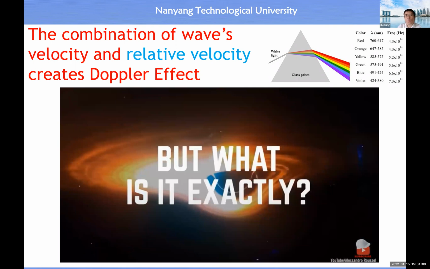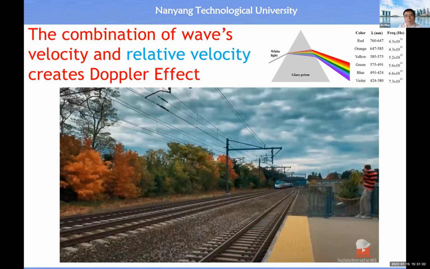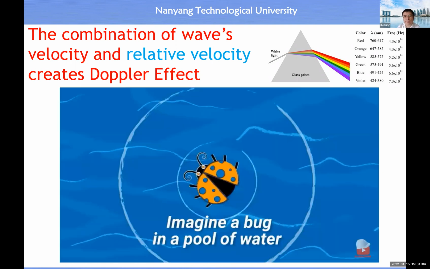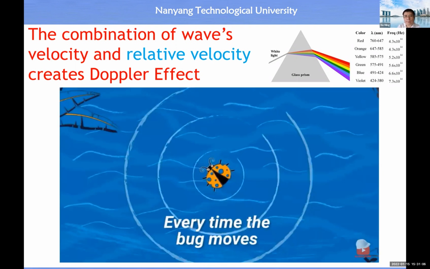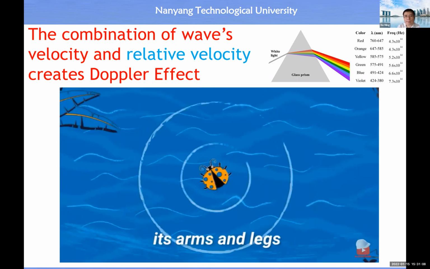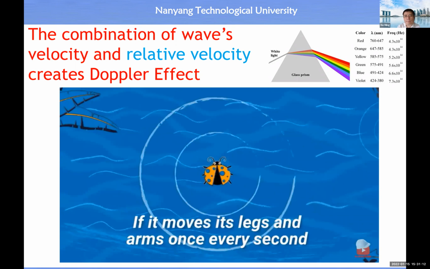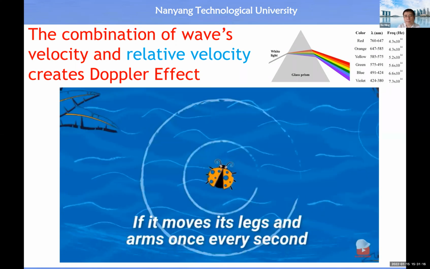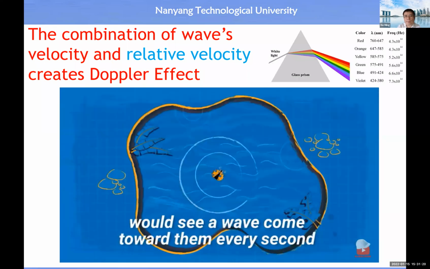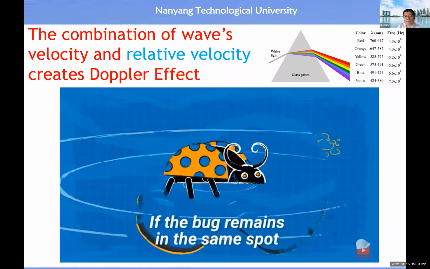Imagine a bug in a pool of water. Every time the bug moves its arms and legs, it makes waves in the water. If it moves its legs and arms once every second, an observer standing a few feet away would see a wave come toward them every second. If the bug remains in the same spot and does not move, observers all around the puddle would also see waves coming toward them every second.